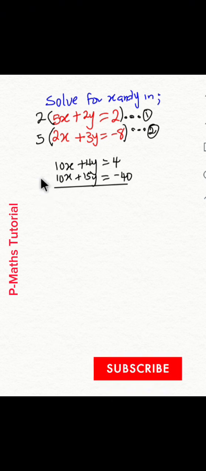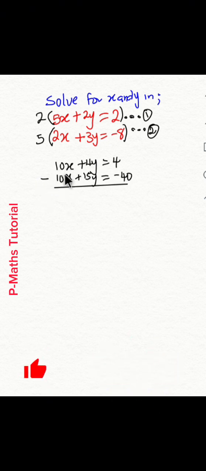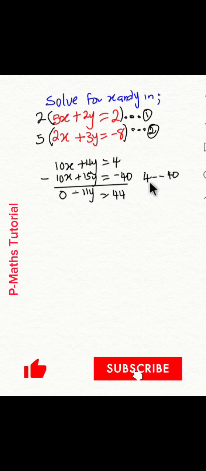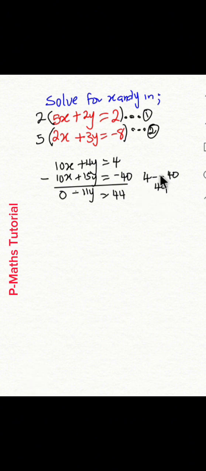So we eliminate by subtracting equation 2 from equation 1, since 10 and 10 here have equal signs. Therefore, 10x minus 10x gives us 0. 4 minus 15 should give us negative 11, so we have negative 11y. 4 minus 40 should give us positive 44, because when 4 minuses negative 40, you have 44. Okay, because minus is plus. Then we have minus 11y equals 44.